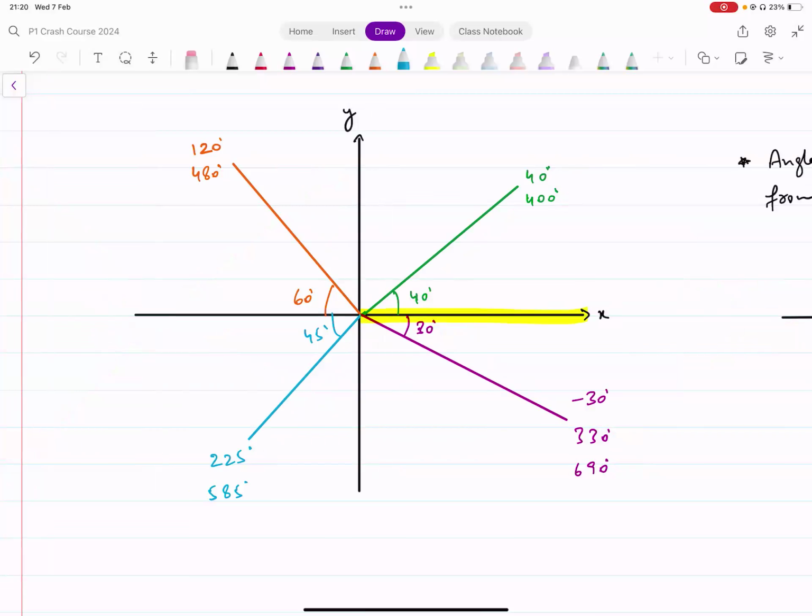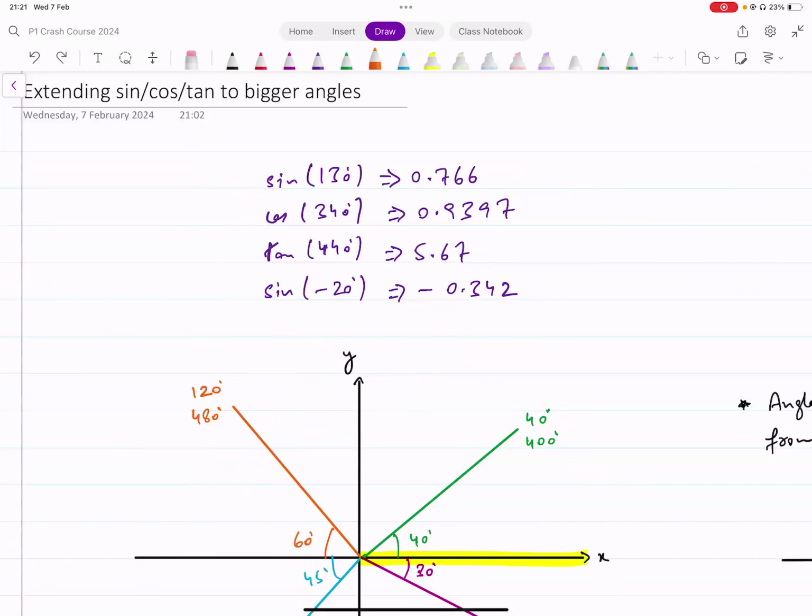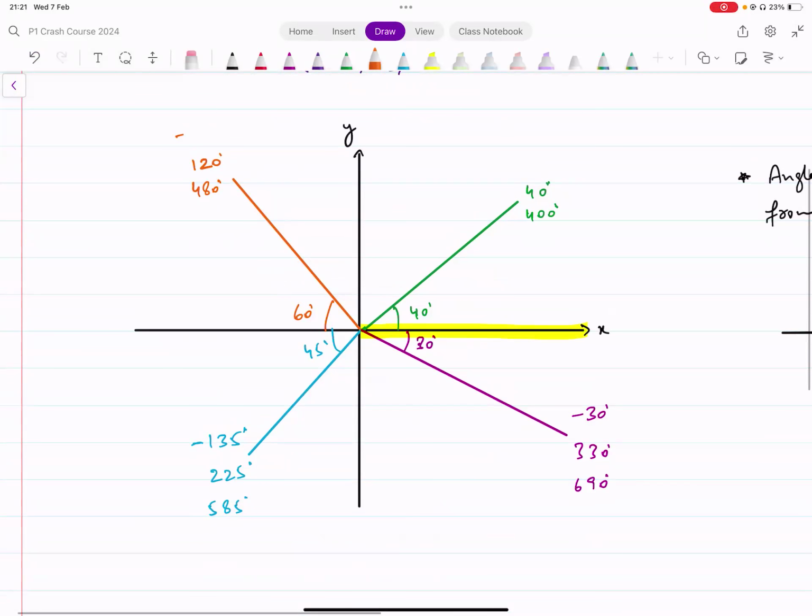Similarly, for the blue line, we could go like this. What is this angle? The angle in a straight line is 180. 180 minus 45, that gives you 135. But since we're going in the clockwise direction, we could say this is minus 135 degrees. So this blue line could also be said to have an angle of minus 135. And similarly, the rest of them, we could go to this orange line like this. That will be 180 plus 60, that's 240. But since we're going clockwise, that will be minus 240.